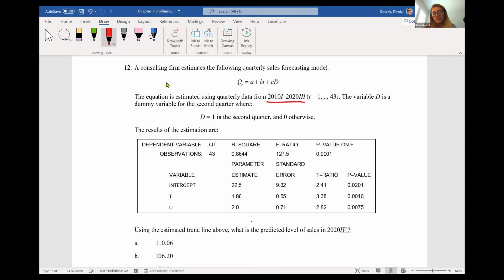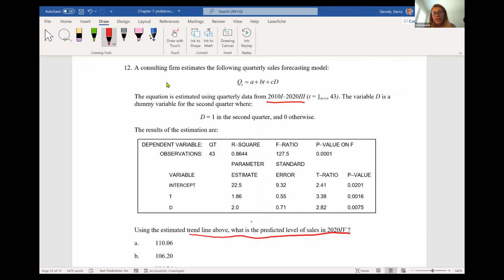2010 first quarter to 2020 third quarter estimated, right? The estimated trend line above. What's the predicted level of sales in 2020 fourth quarter? Okay, so this is not that hard, but this is, I would say, one of the hardest ones. But once you figure it out, it's easy.